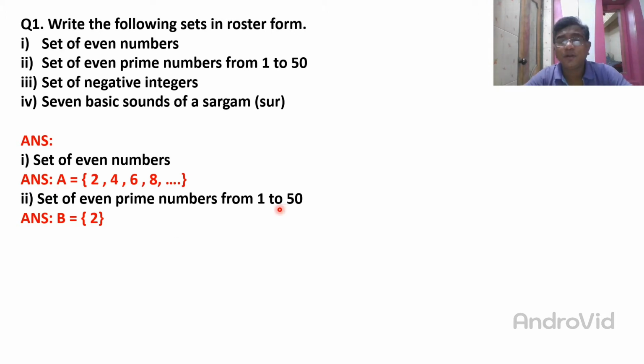So in 1 to 50, 1 is an odd number, and 1 is not a prime and not a composite number. Remember that. This number is an exception; it is not prime and not composite. Then we take 2. 2 is a prime. Why? Because it is divisible by 1 and by itself. So 2 is a prime number. 3 is an odd number. So if you check 1 to 50, you get only one even prime number, that is 2.